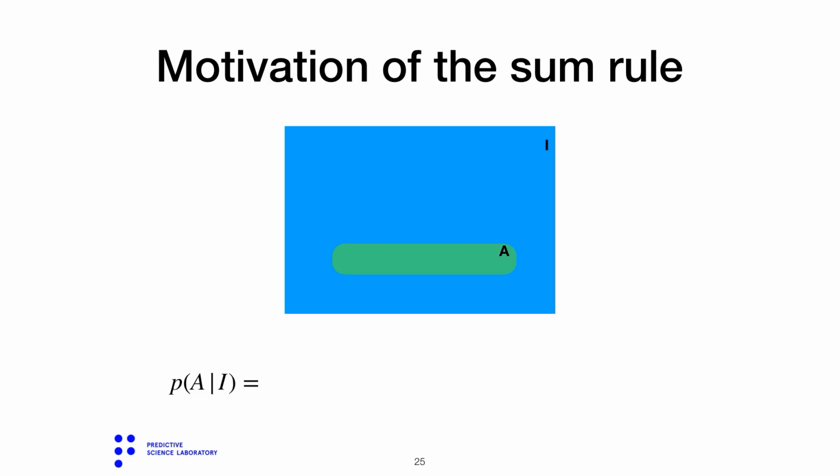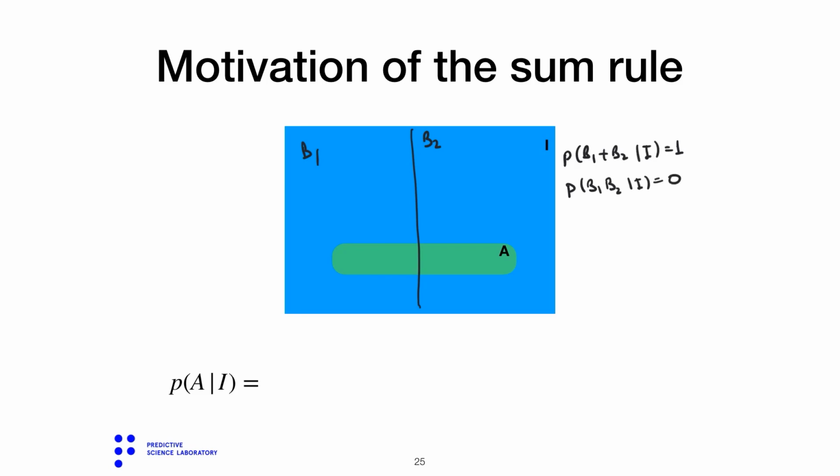And now take two logical sentences, B1 and B2, which have the following properties. First of all, one of them must be true. So the probability of B1 or B2 being true is 1. The second property is that only one of them can be true. So the probability of B1 and B2 being true at the same time is 0.